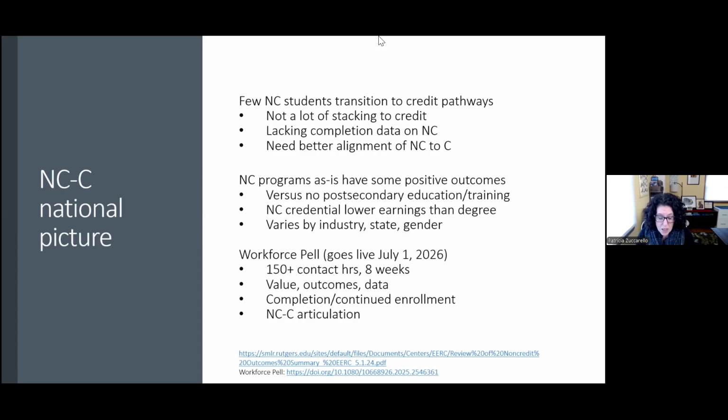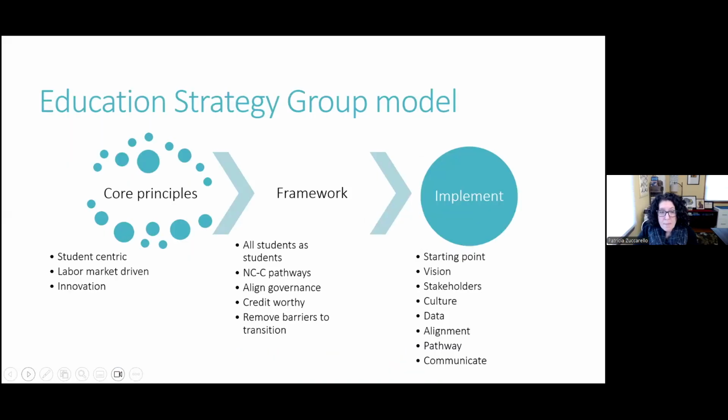workforce Pell. So again, those are kind of the pieces to be aware of when we're thinking about the national stage on this. And because of that, there's been a lot of work done about models for non-credit to credit transitions. So ultimately, for full disclosure, this is one of my preferred models. This was the model that ICCB agreed to modify and adopt as the Illinois model.